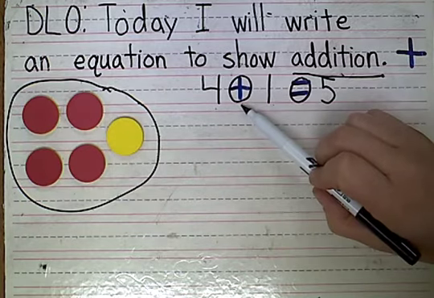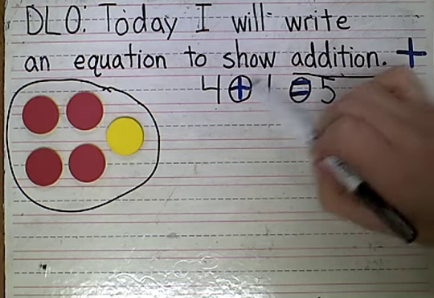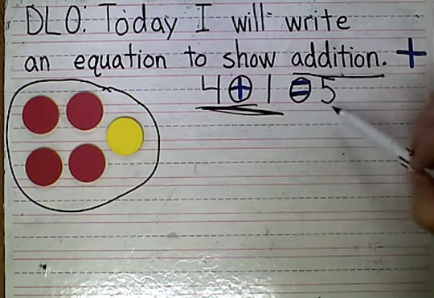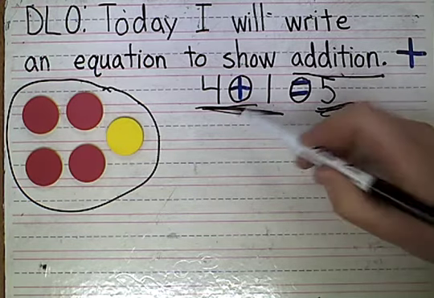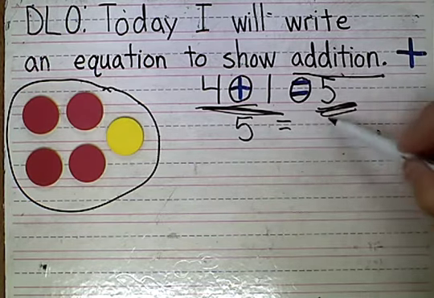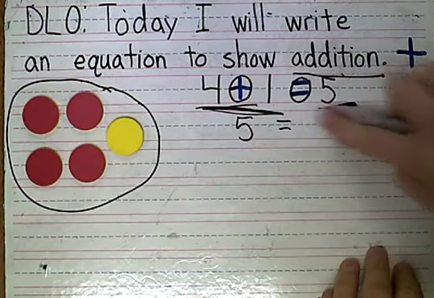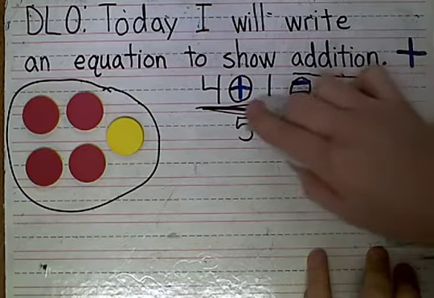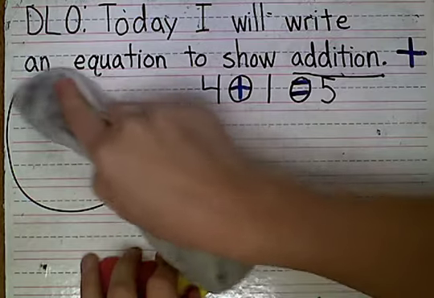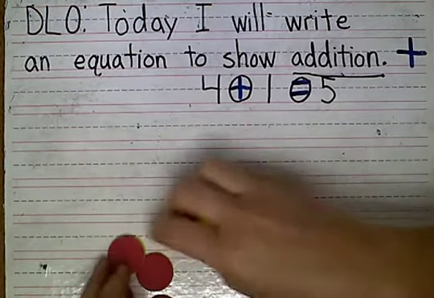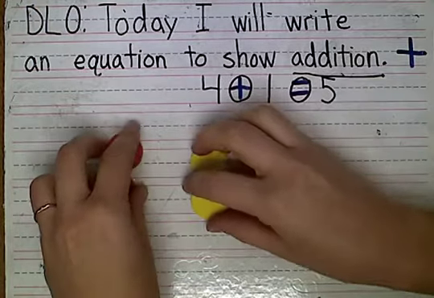Our plus sign that tells us we're getting more. Our equal sign that tells us this side is the same as this side. It doesn't look the same, but when I do 4 plus 1, that's 5, which equals 5. Okay, I'll erase that. It just means that it's the same on both sides. So if I were to go back a couple lessons when we were doing greater than, less than, and equal to, equal means the same.